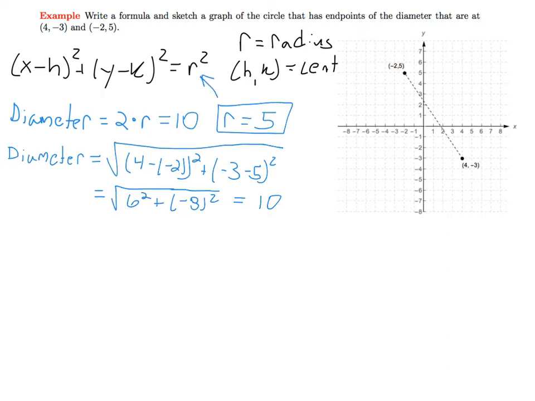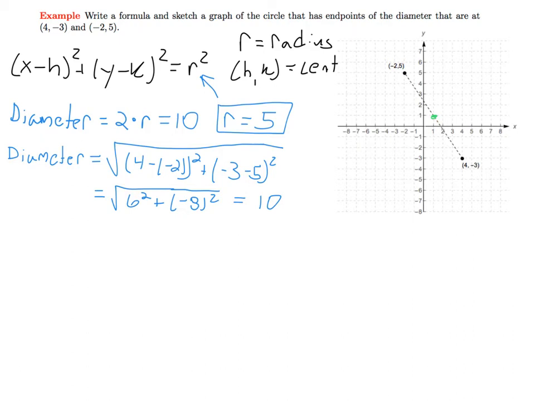And next we need to figure out what the center is. And so we've got this line segment from the 2 endpoints on the diameter. And so the center of the circle is going to be at the midpoint of this line segment. And so I marked that midpoint in green over here.